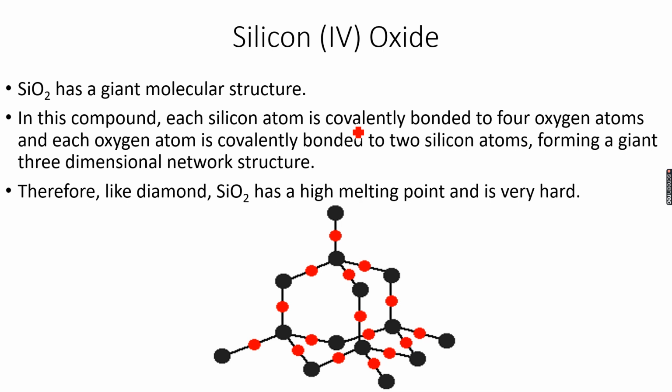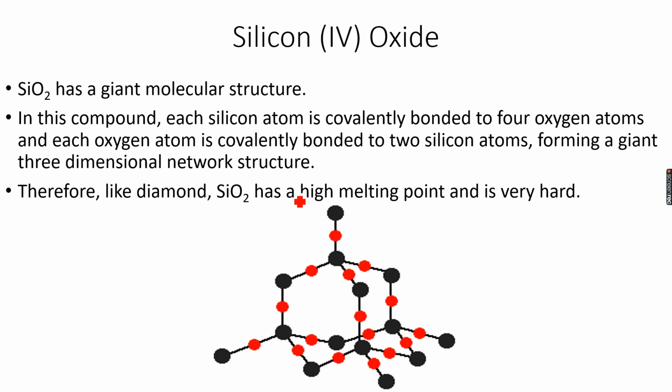Silicon oxide, SiO2, is another giant molecular structure. In this compound, each silicon atom is covalently bonded to 4 oxygen atoms. As you can see, the black atoms over here are silicon atoms. The red atoms over here are oxygen atoms. Each silicon atom is bonded to 4 oxygen atoms, and each oxygen atom is bonded to 2 silicon atoms covalently.